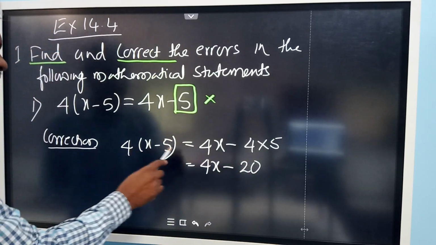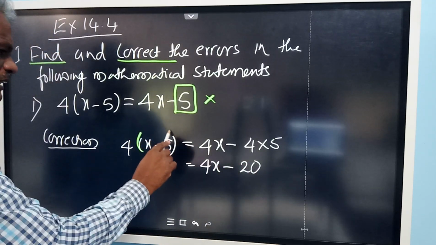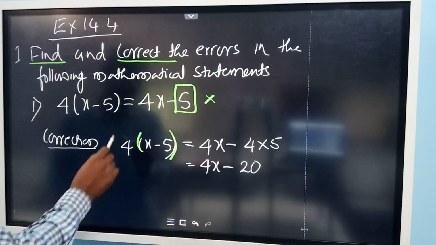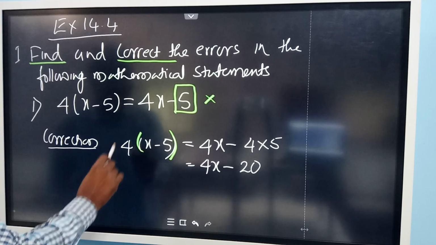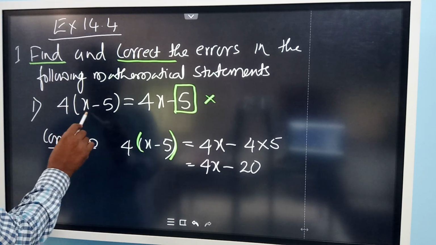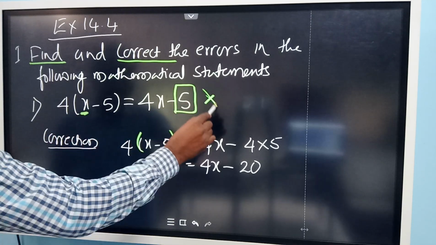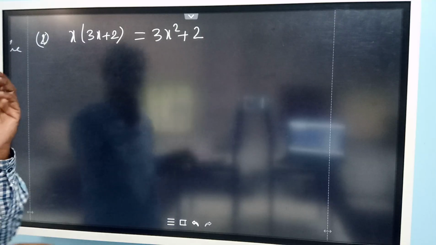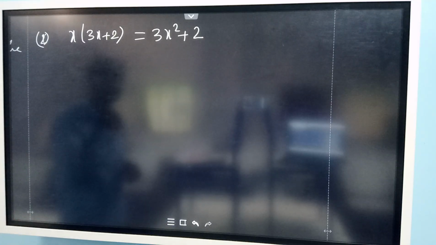So it should be multiplied to both terms which are enclosed inside the bracket, x and 5. 4 should be multiplied to both x as well as 5. So if you multiply only to the x, then this is wrong. It will give you a wrong answer. You see that it is also similar to the previous one only. What is the error here?